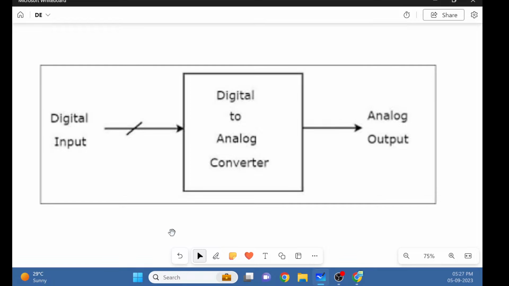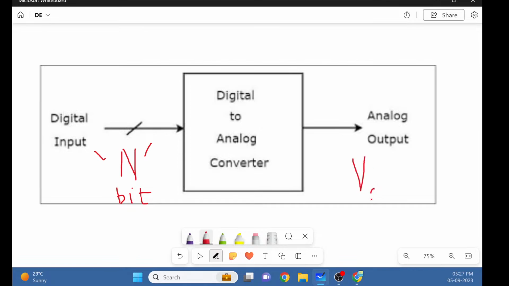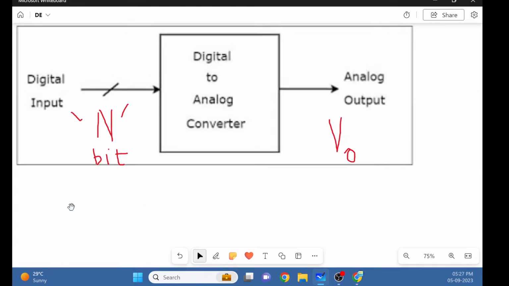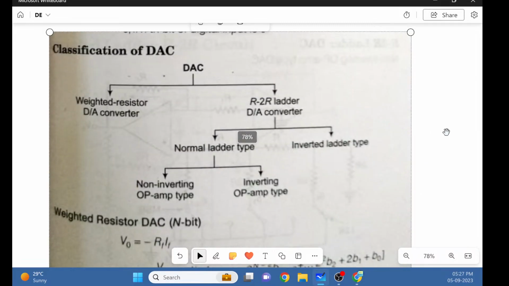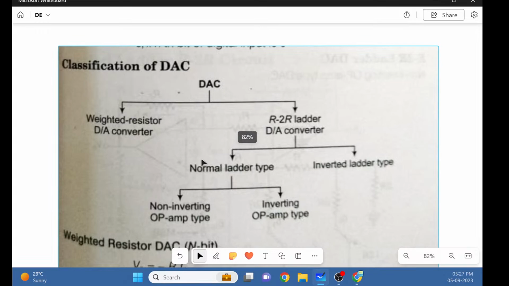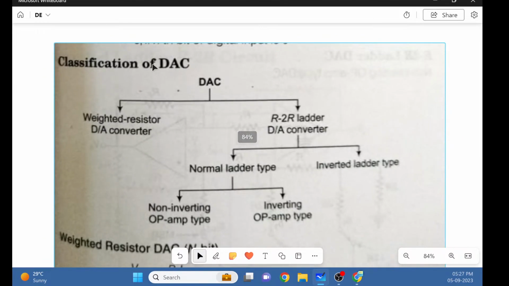So let's see. Look at this. This is the simple block diagram. In this block diagram, we can see that there is an n-bit binary input that we can give, and we would get the equivalent analog output, which is also called VO, right? So this is the basic block diagram, which is telling us that the n-bit input is going to be converted into VO, the equivalent analog output.